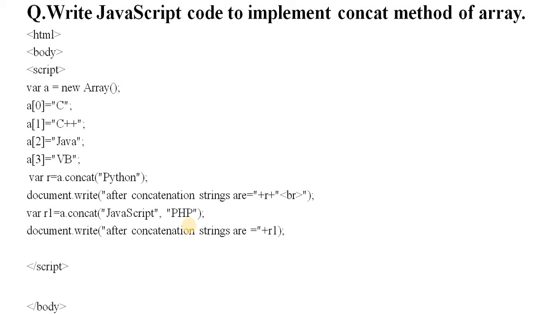Next, close the script tag, body tag and HTML tag. This is all about our concat method. Remember that the concat method separates each value with a comma, but the join method also uses a comma to separate values by default. But you can specify a character other than a comma to separate the values in the join method. This is the main difference between join and concat method.